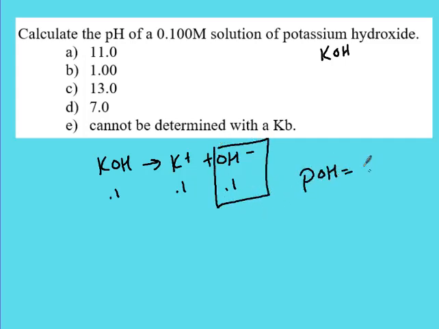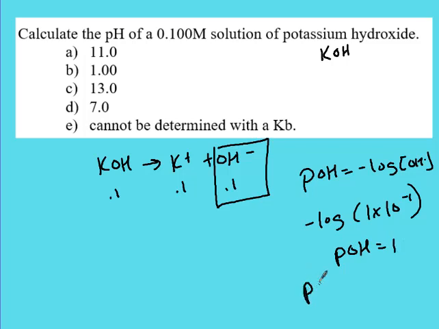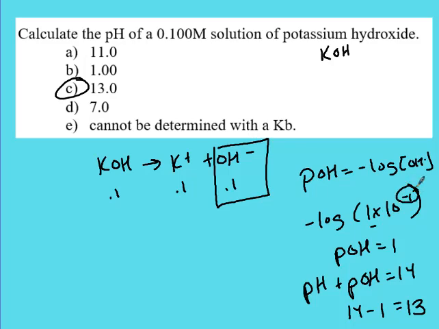So pOH is equal to the negative log of OH. So negative log of 1 times 10 to the negative 1 is simply 1. pH plus pOH is equal to 14. So 14 minus 1 is equal to my pH, or 13. Anytime you negative log without a calculator, if it's 1 times 10 to the whatever it is, then it's going to be the exponent in positive. So 1 times 10 to the negative 9th would be 9 when you negative log that.